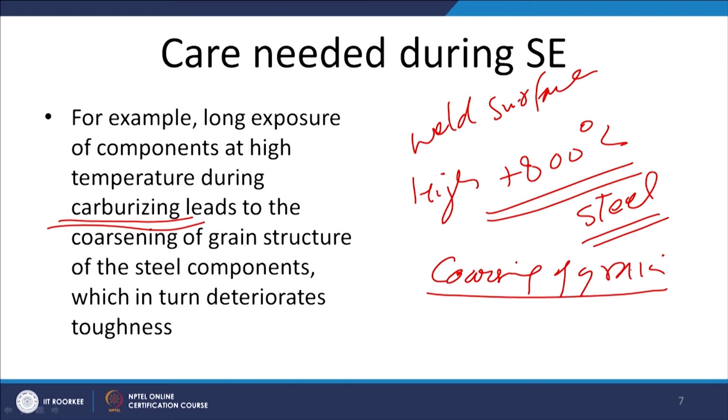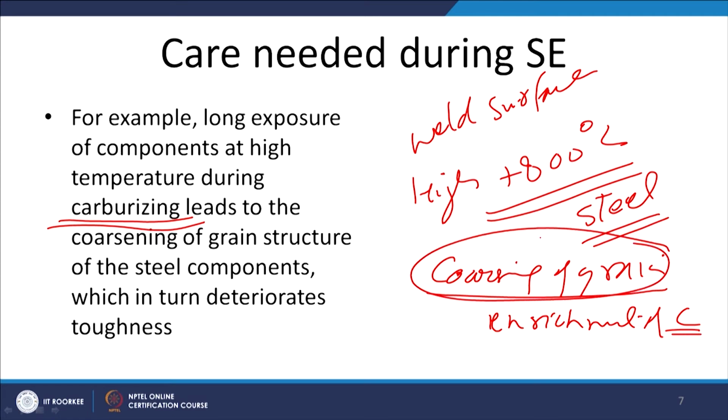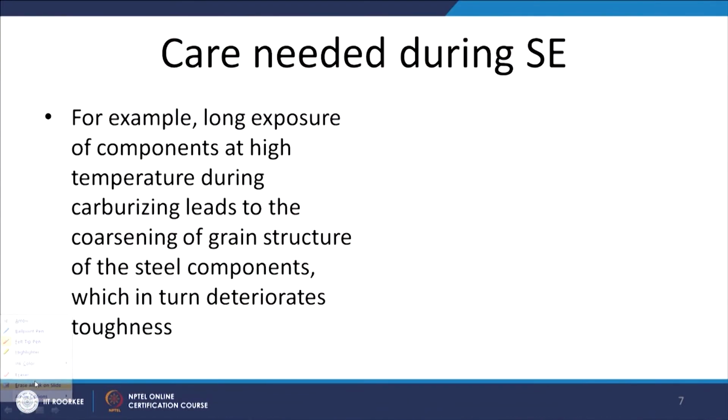Apart from the required modification in the structure, like the enrichment of carbon during carburizing, if coarsening takes place, that may deteriorate the toughness and other mechanical properties of the steel. So, it will not be good to have any adverse effect on the bulk material properties of the component as a result of the surface engineering. I will explain in brief how carburizing is carried out.